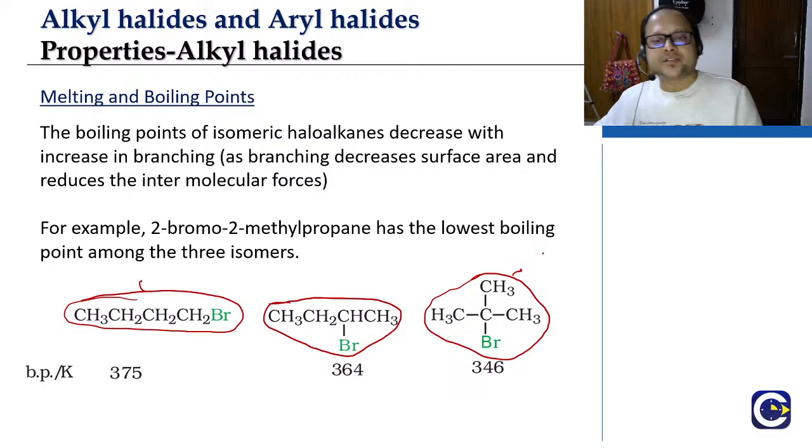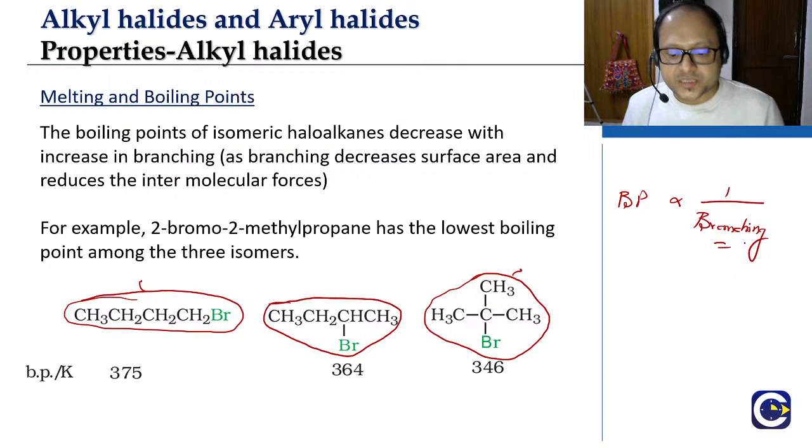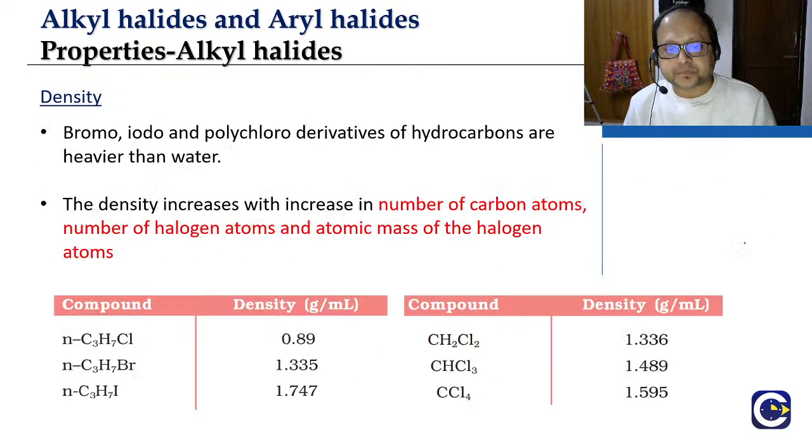So you can generalize it like this: boiling point is inversely proportional to branching. You can see that boiling point is inversely proportional to branching, right? I hope this part is completely clear to all of you, right? Okay, let's move on. Now let's talk about density.